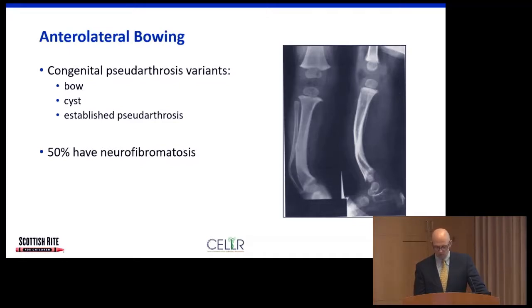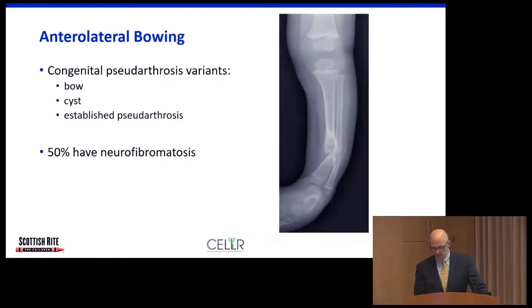With bowing, you can see cystic changes within the bone. And in this image, you can see that there is an actual pseudarthrosis. So there's a false joint. This child was born with what is believed to be a fracture in the tibia, which isn't truly a fracture. It's that the bone is not healed. And this is a false joint, or a congenital pseudarthrosis.